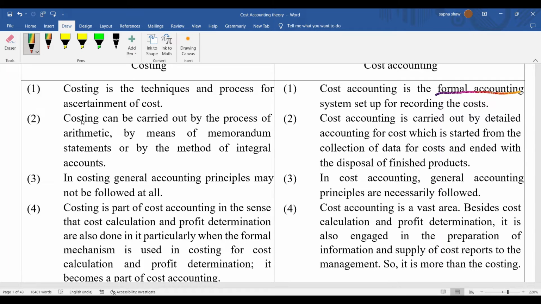The next difference is that in costing the process is not defined clearly. That means you can either arithmetically calculate, or there is no proper statement or anything which you need to make in order to ascertain a cost. Just like the example we took before, 5 minutes ago, in which we ascertained the cost of preparing one project.